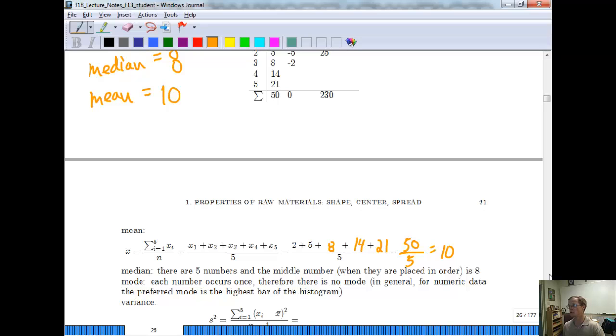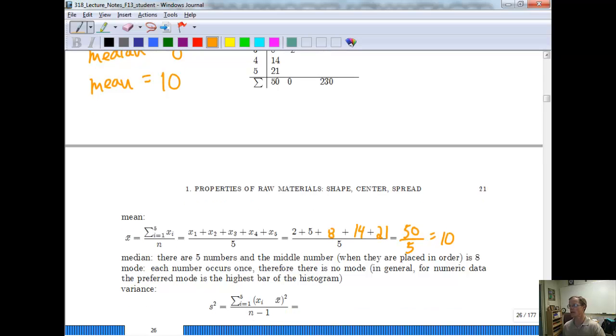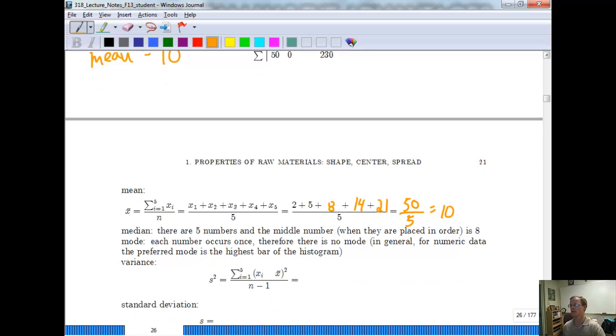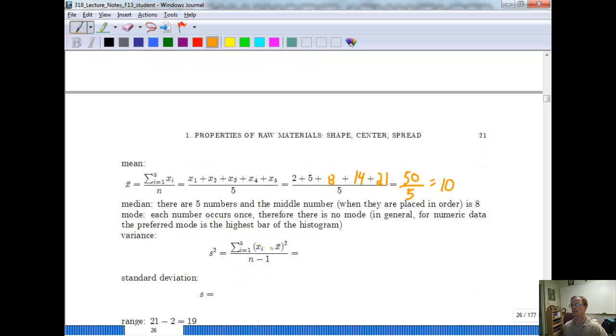Now let's go on to the standard deviation, and we're going to calculate variance in the process. So let's do that variance. Okay. This is a very, very ugly calculation.